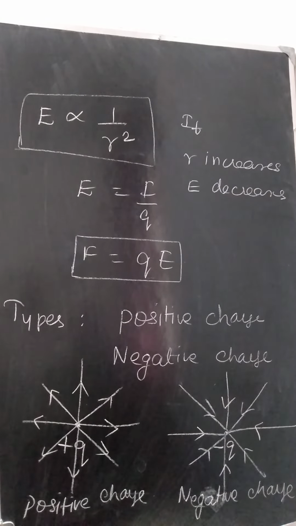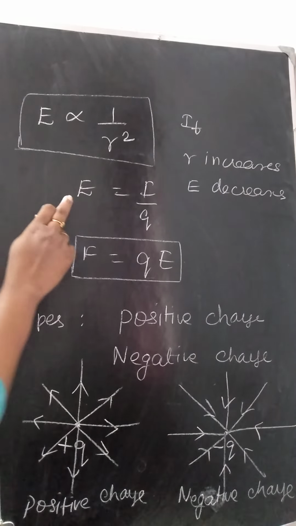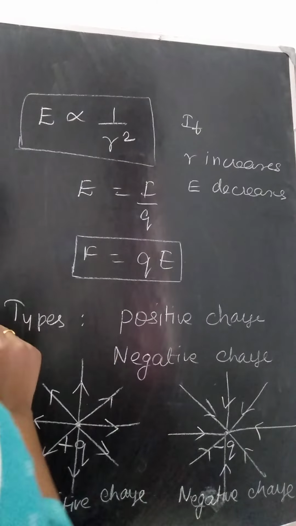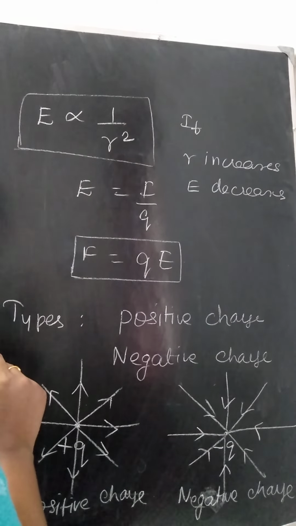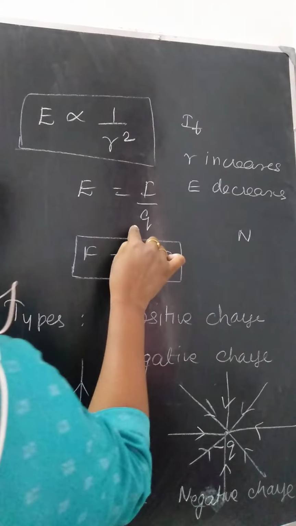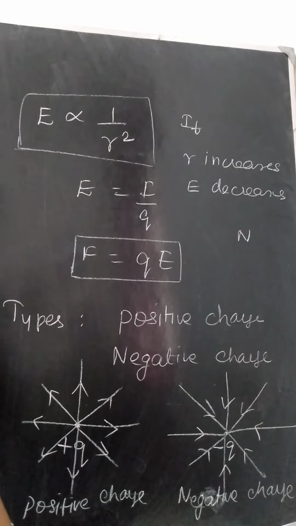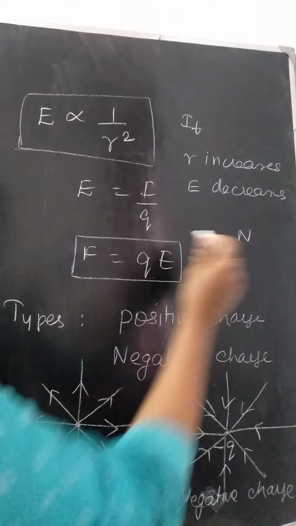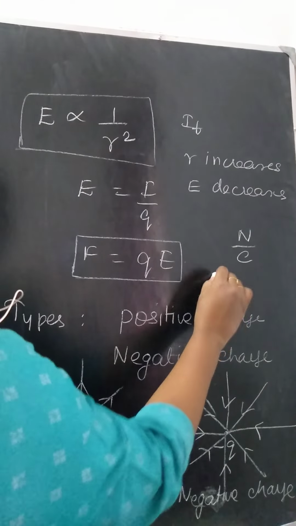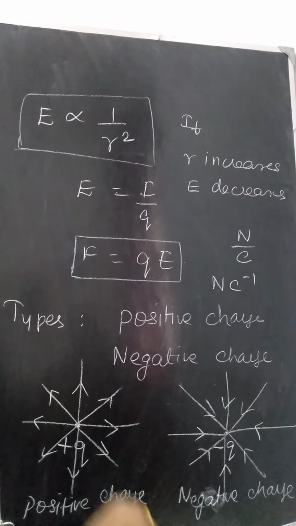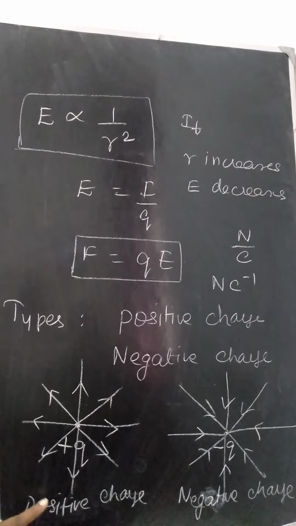And what is the SI unit? Can you say the SI unit? What is the SI unit of force? Newton. SI unit of charge? Coulomb. So what is the SI unit of electric field? Newton Coulomb to the power minus 1. Okay. So make a note now. SI unit is Newton per Coulomb or Newton Coulomb to the power minus 1. And draw these diagrams also, if it is a positive charge and if it is a negative charge. Completed?